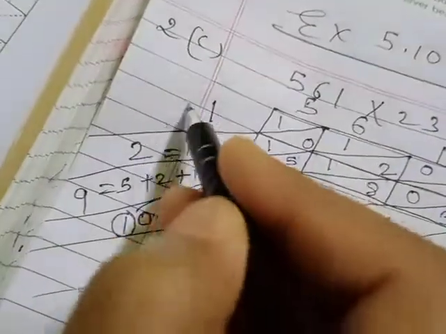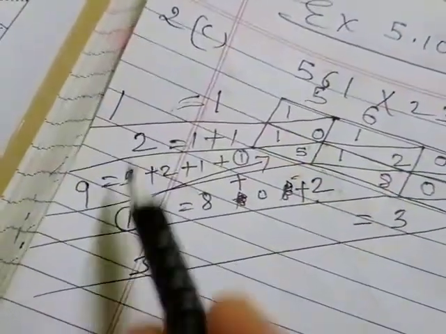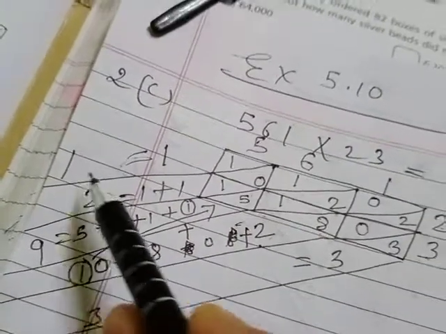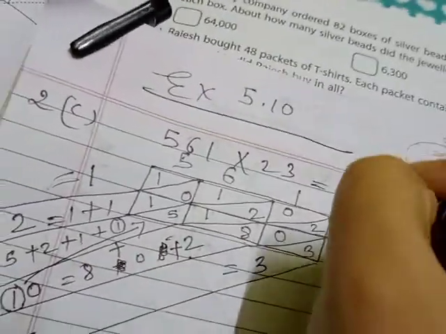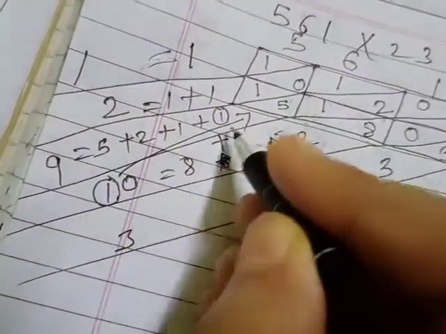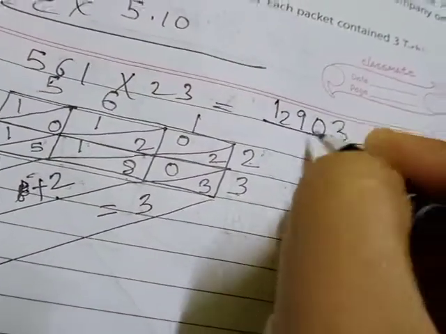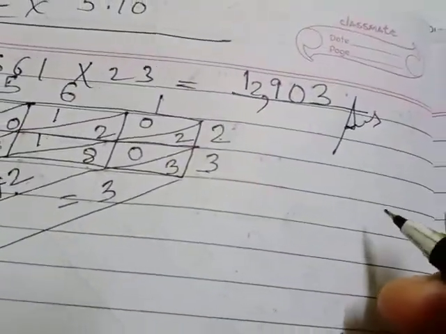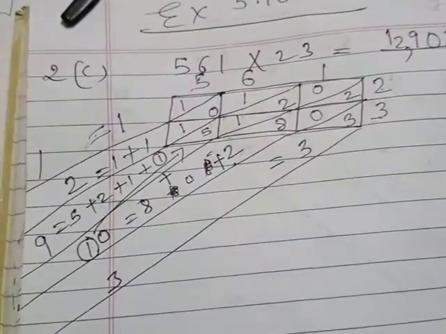After adding the numbers, the digits which are written after the equal sign, all those will be our answer now. So 1 is here, so I'll write here 1, and then 2 9, 2 9. After this 1 was carried forward, so 0 and 3. Here 0 and 3. Your answer is 12,903. So the lattice method is done.